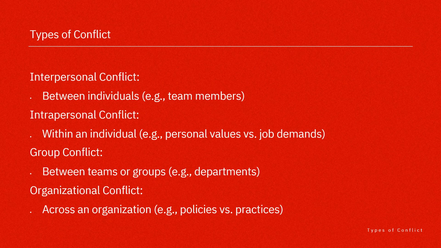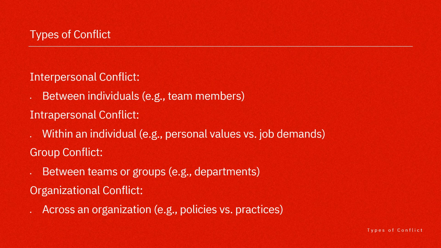Now that we've defined what conflict is, let's go ahead and look at the different types of conflicts. The first is interpersonal conflict. This is going to be between two individuals. For example, they might be team members, or in the case of our student organizations, it might be two executive officers, or even just two general members, or one officer and a general member. But again, this is two individuals having a conflict.